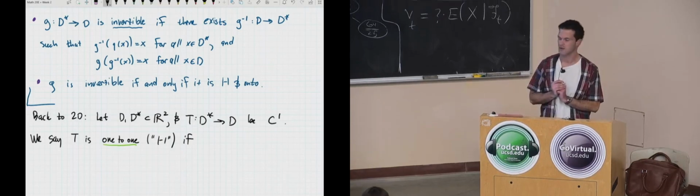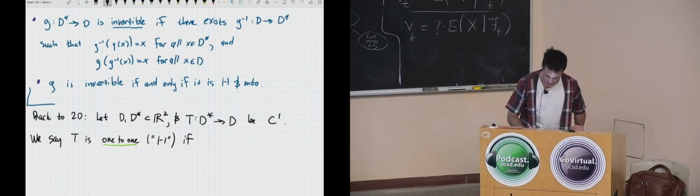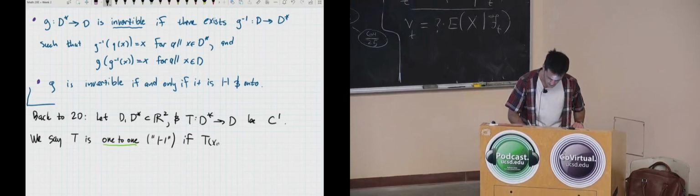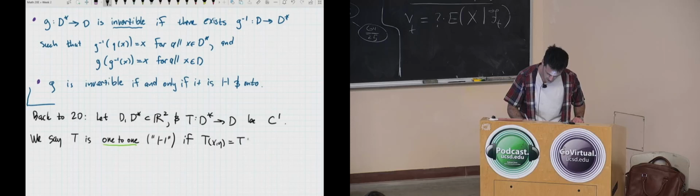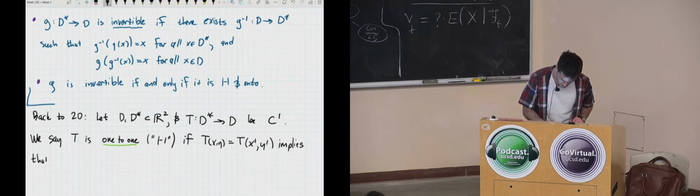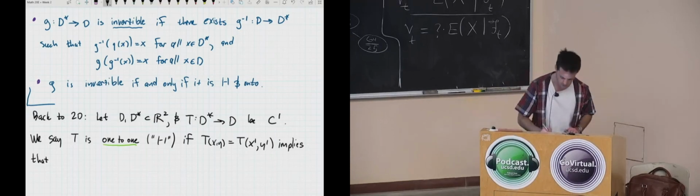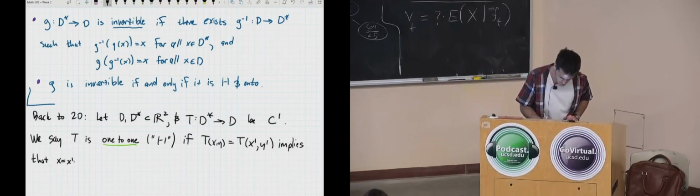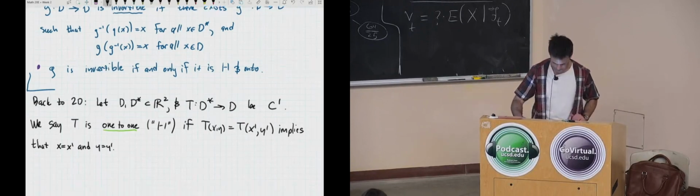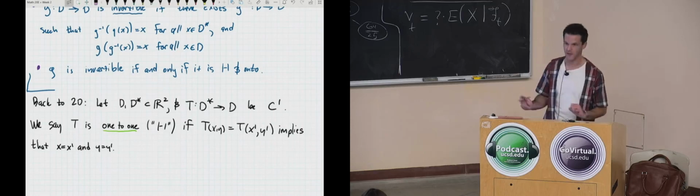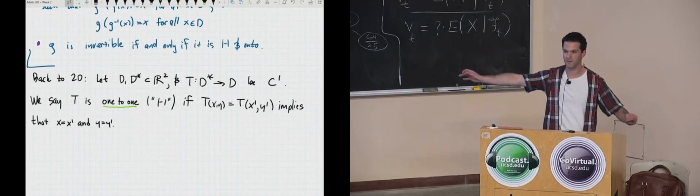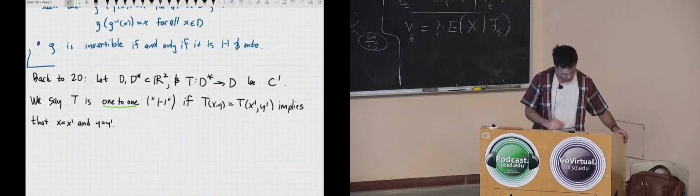Okay. See if I can write this definition. If T of x, y equals T of x prime, y prime implies that the point was the same, meaning the two coordinates were each the same. x was equal to x prime and y was equal to y prime. So you can't be sending two different points to the same point.